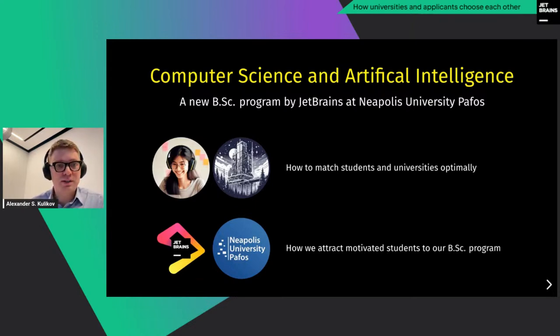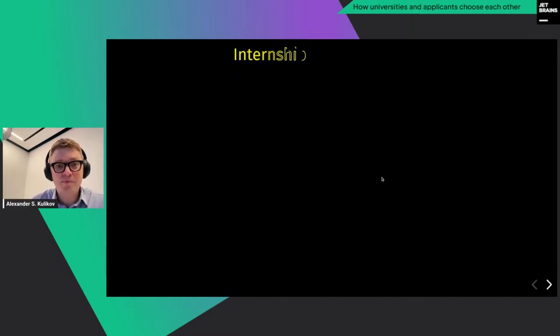So this program is designed by JetBrains company, and this is a program at Neapolis University of Paphos at Cyprus. And we will basically tell how we make this program interesting for well-prepared students. Okay, so let's start with the mathematical foundations, so to say, of the process.